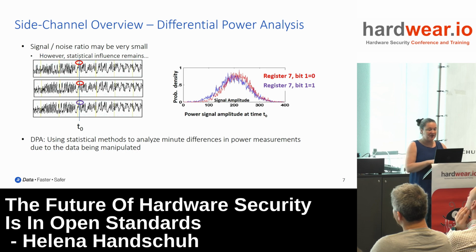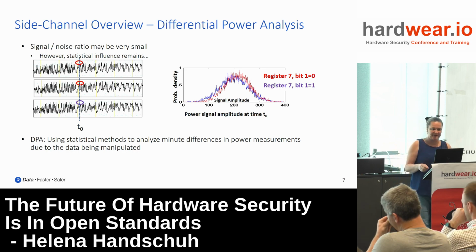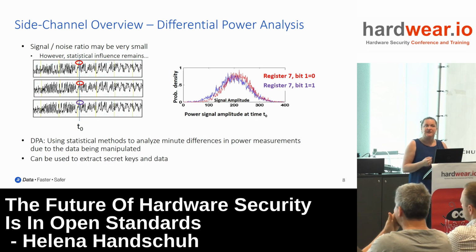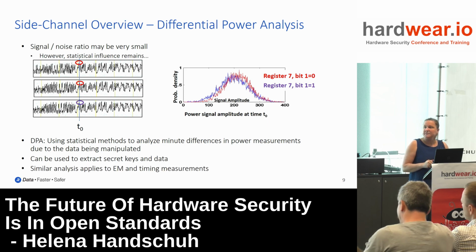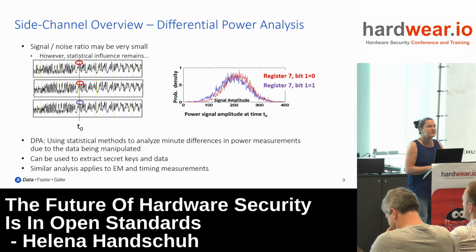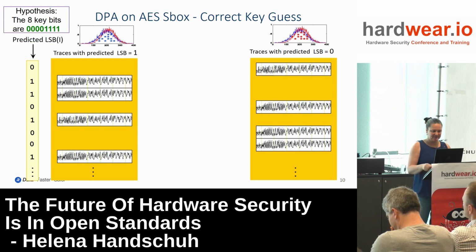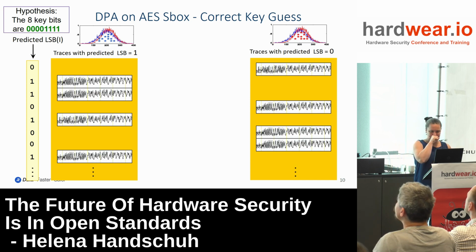Okay, so how does DPA, differential power analysis, actually work? You use statistical methods to analyze those differences, and then you can extract keys and data out of that. You can do the same thing with electromagnetic measurements. It will work just the same way, so different sources are possible. Now we can have a look at how this actually works, with still very simple examples.